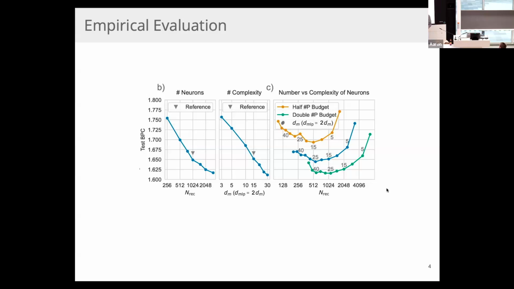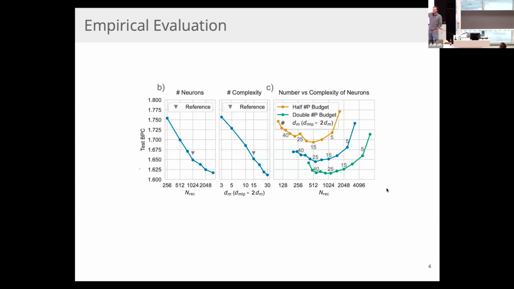More complex neurons, better performance, cool. You've seen a million graphs like this. Nothing interesting about this. This is where it gets interesting. Now we assume a fixed budget. Each line corresponds to a fixed parameter budget. In this case, it is parameter budget.